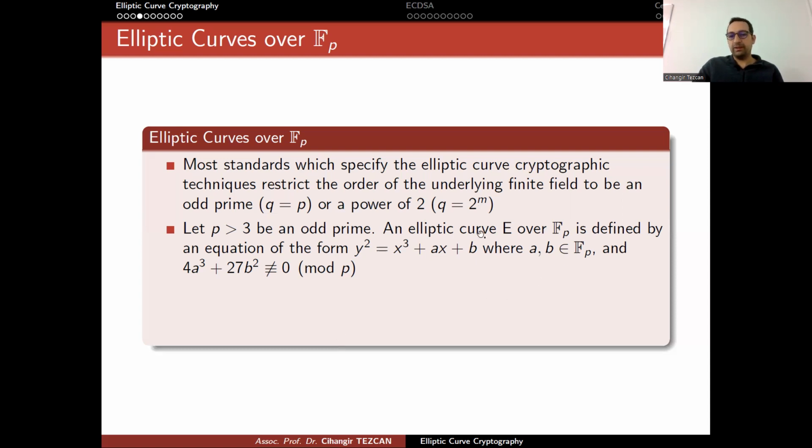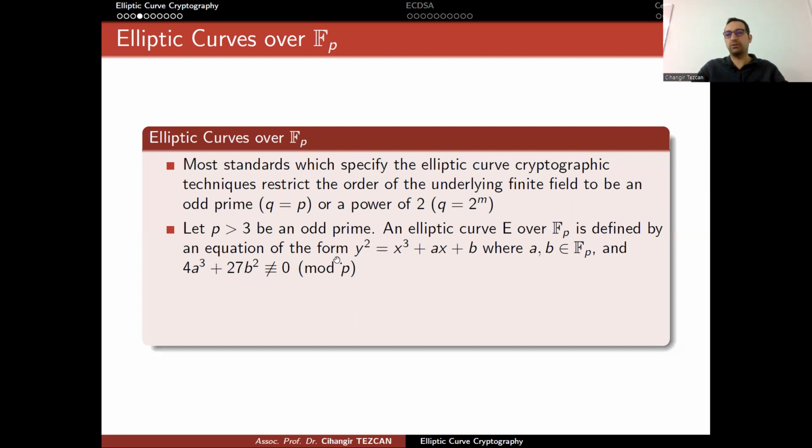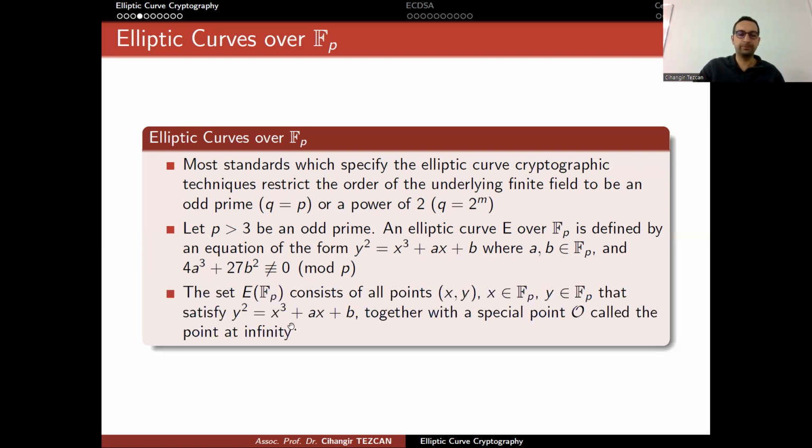In order for this to be an elliptic curve, the discriminant should not vanish, which means that 4a cubed plus 27b squared should be different than 0 modulo p. This is important. This is one of the first things you need to check: with your choice of a and b, you have to check whether it is an elliptic curve by checking if this inequality holds. The set E(F_p) consists of points (x, y), where x and y are elements of F_p that satisfy this equation.